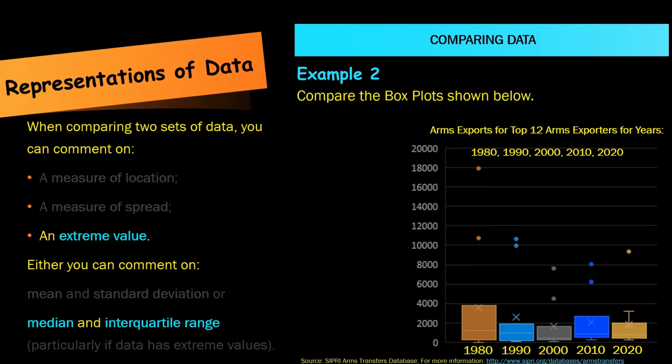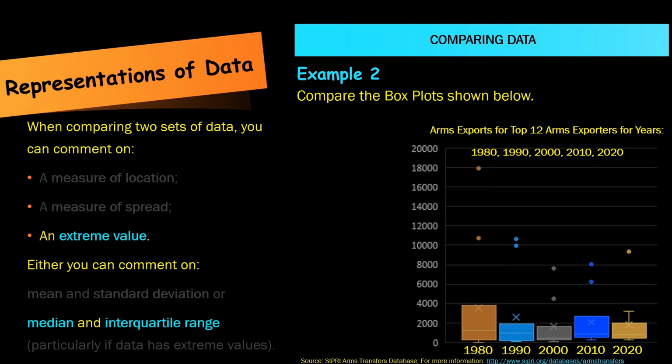Let's now take a look at another example. We are required to compare the box plots shown in the diagram. Pause the video and have a think about it. See what you can observe and press play when you're ready to listen. We have before us the arms exports for the top 12 arms exporters for years 1980, 1990, 2000, 2010 and 2020. What can we observe about these box plots? Let's take a look.